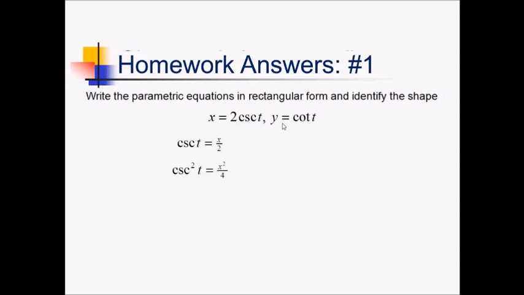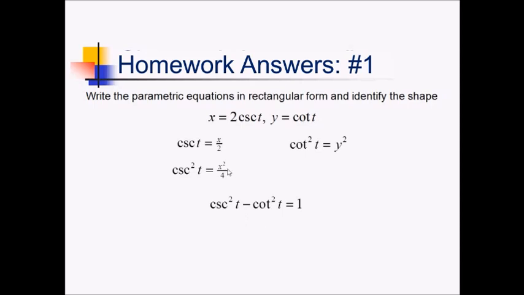Next, this is already isolated, so I'm just going to square both sides over here and get cotangent squared of t equals y squared. Next, I need an identity that incorporates cosecant and cotangent squared. I know that 1 plus cotangent squared is cosecant squared. So cosecant squared minus cotangent squared of t is going to be 1.